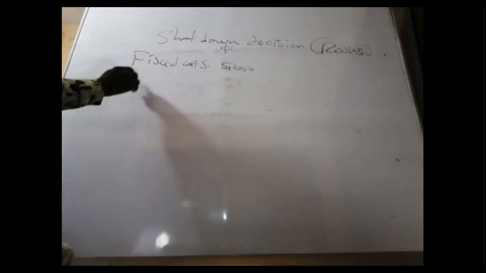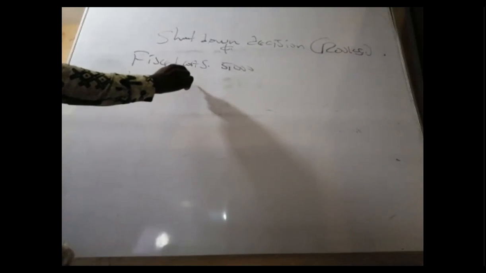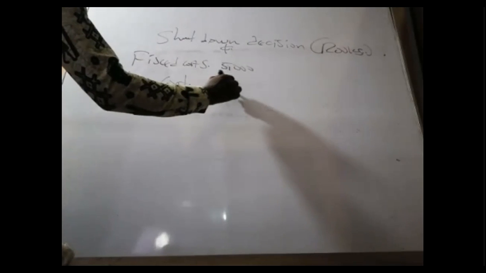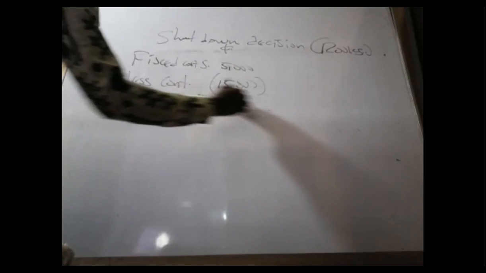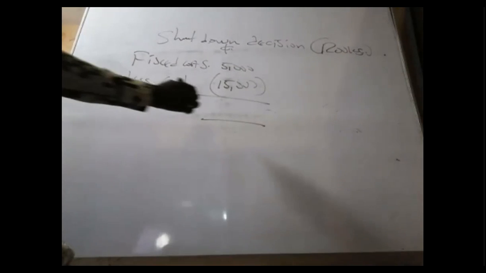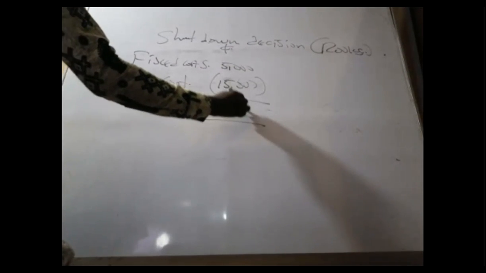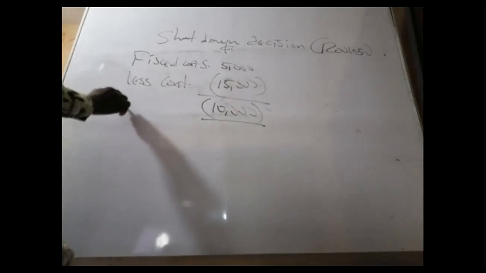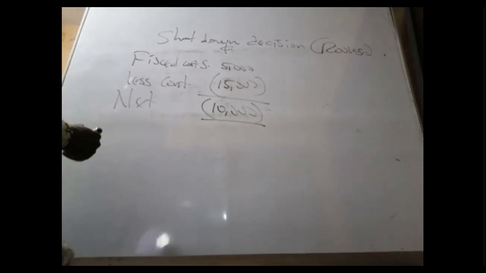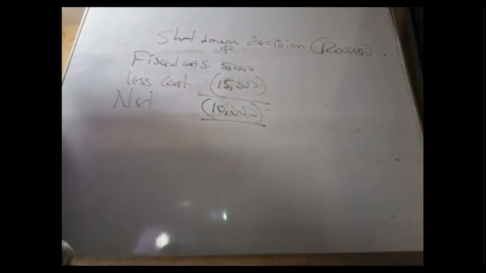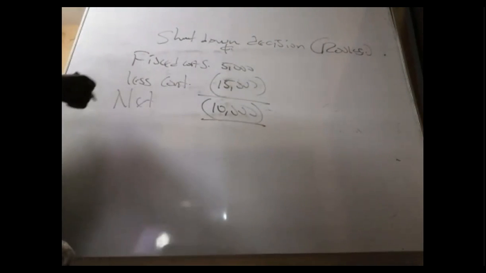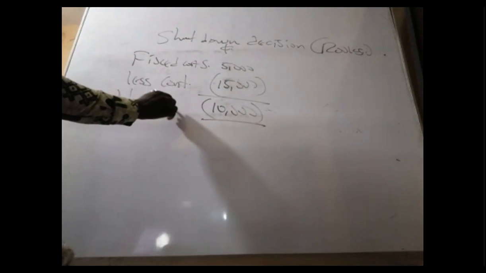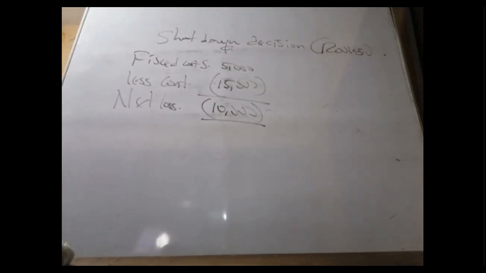So less contribution forgone, 15,000. What do you get? Therefore, this will give us negative 10,000. So net what? Net cost on shutting down. So net loss, or net cost on shutting down.